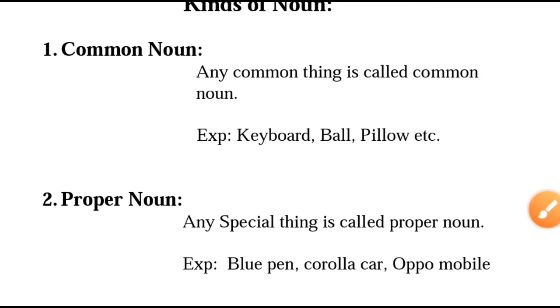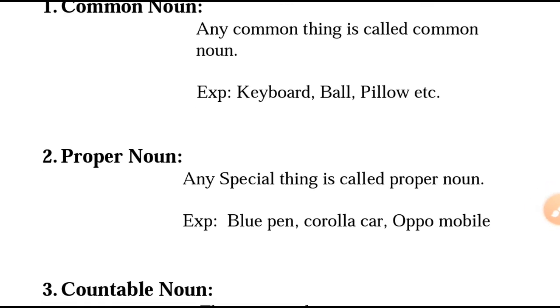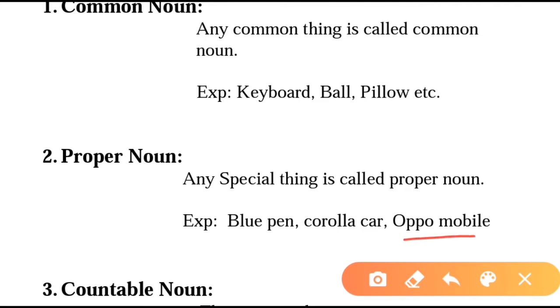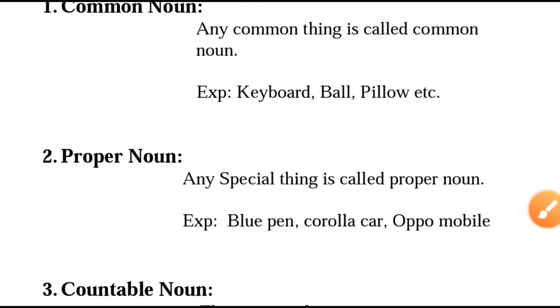Same is the example of Oppo mobile. So now Oppo mobile, you can see we have mobile is a common noun. When you add the name of the company Oppo, it becomes proper noun. So this is how you can form proper noun from common noun. Simply you can add the name of the company, or you can add the color to make it special. So this is how you can form proper noun.